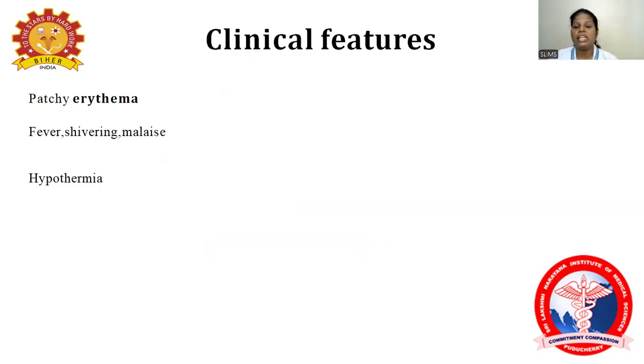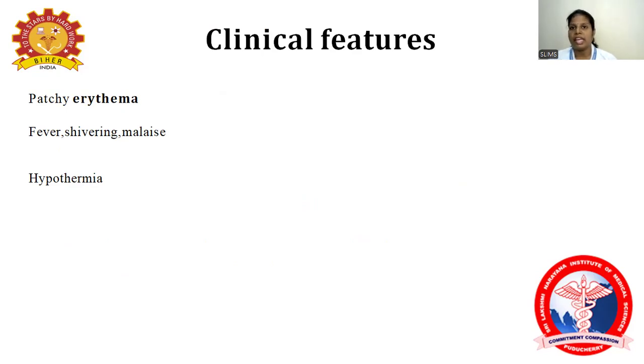So what are the clinical features? There can be erythema, scaling, and pruritus. Because of pruritus, chronic itching can lead to lichenification. These are the three main clinical features. Other than that, you can have constitutional features like fever, chills, rigor, and hypothermia or poikilothermia.